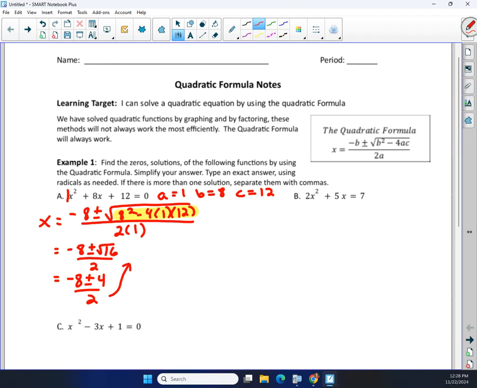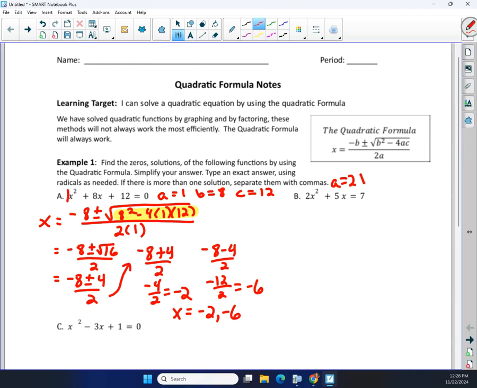Now I'm going to separate this into two parts. Negative 8 plus 4 over 2, which gives me negative 4 over 2, or negative 2. That's one of the places that this quadratic is going to cross the x-axis. Then I'm going to do negative 8 minus 4 over 2, which is negative 12 over 2, or negative 6. So my answer is x equals negative 2, comma, negative 6. That's not an ordered pair. That's just telling me the x values where it's going to cross the x-axis. So if I graphed x squared plus 8x plus 12, it would cross at negative 2 and negative 6.